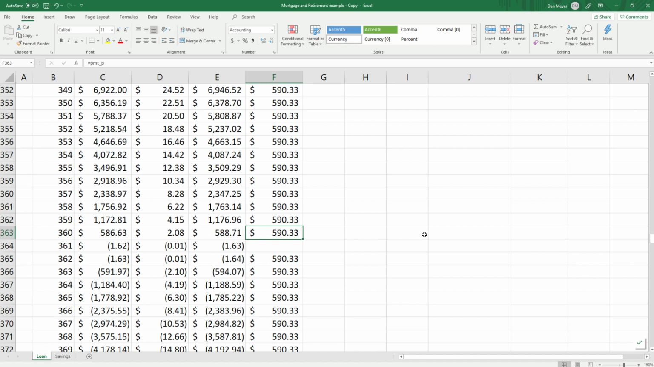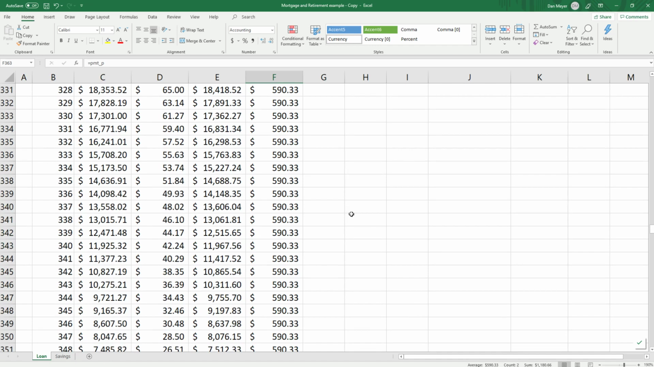Okay, so now there's some fun things that you can do with Excel involving if statements. I'm not going to try to teach you guys if statements, but I could. There's some fun things that you could do with Excel to automatically stop paying. Okay, so I won't do that here.